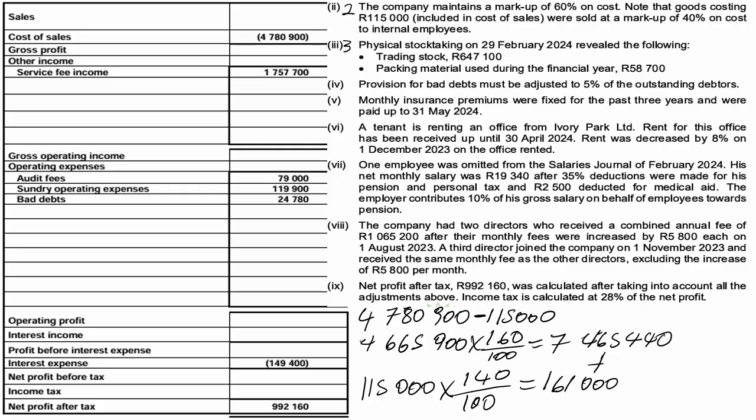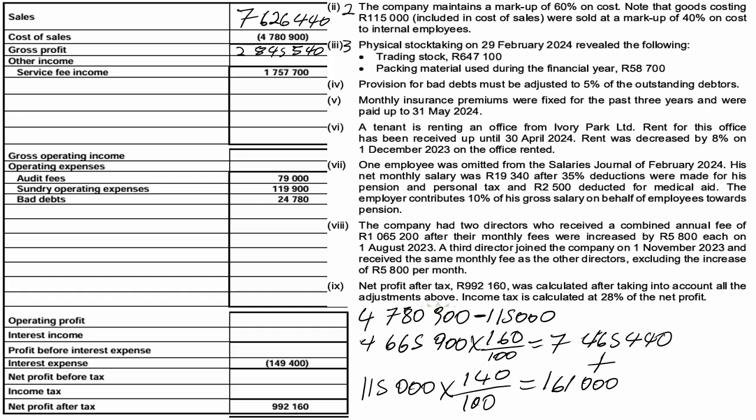Okay, so please press your calculator and add those two figures. So after adding those two figures on my side, I'm getting a figure of 7,626,440. Okay, so let's calculate gross profit now. So gross profit is sales minus cost of sales. Okay, on my side I have a figure of 2,845,540. Okay, so let's proceed.